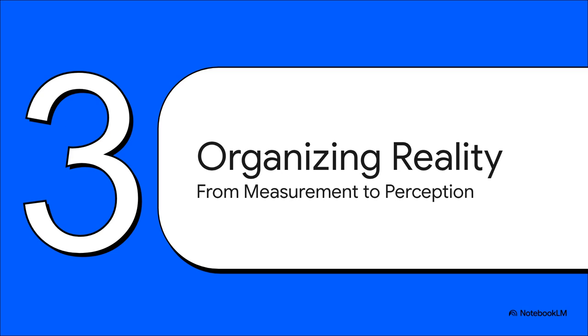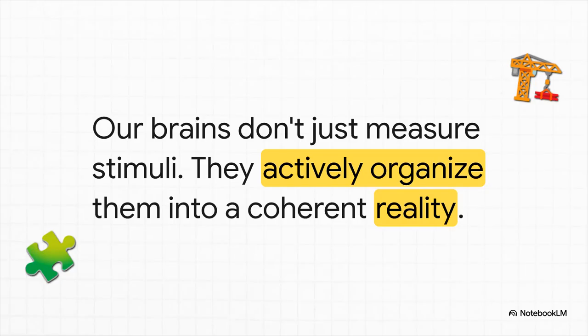Okay, but having a map is one thing. Using it to navigate the world, that's a whole other ballgame. These psychological maps are pretty static, but our perception of the world is always in motion. It's an active process. So now let's look at how our brain doesn't just measure the world, it actively organizes it. And this is such a key idea to get your head around.